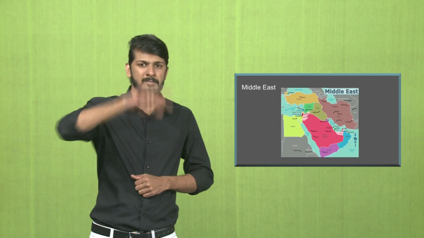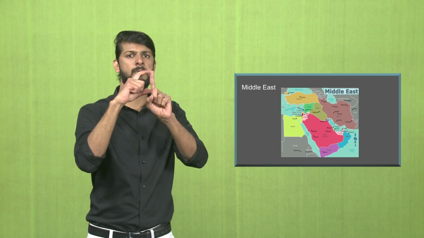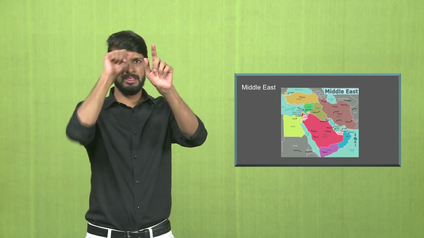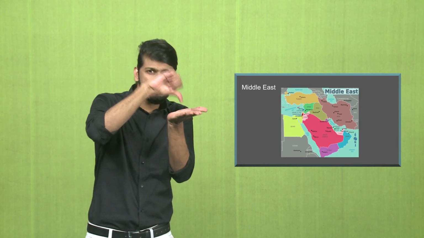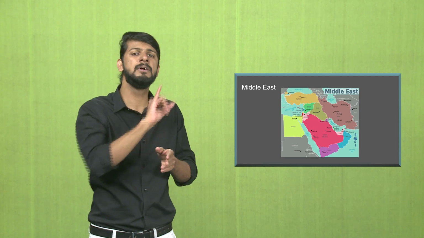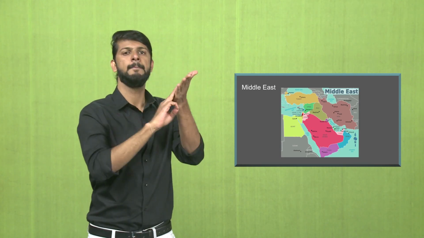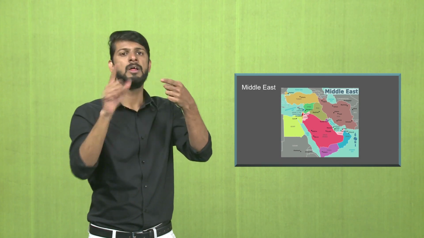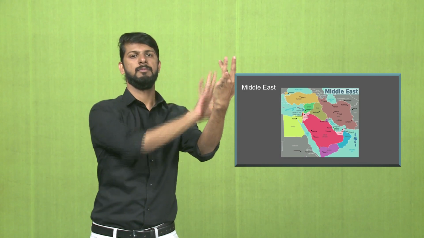Again, Middle East, it is a combination of about 16 to 17 countries located close together, and these involve Iran, Saudi Arabia, Kuwait, Israel, Jordan, etc. And together these countries are known as the Middle East.